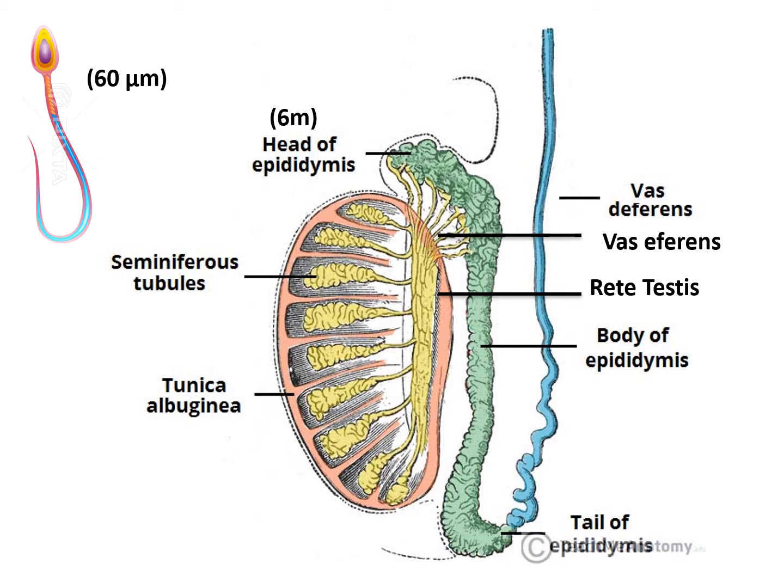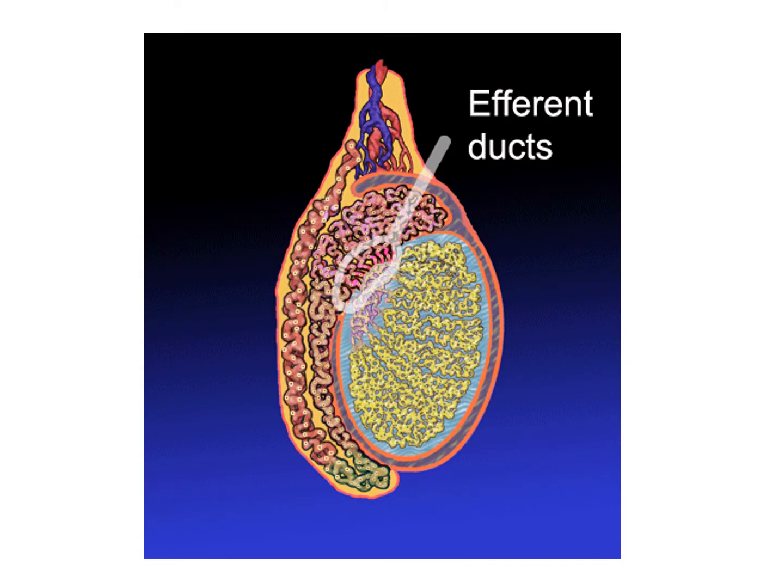As the sperm is passing from one place to another, as it's pushed forward from one duct to the next, it becomes mature and is able to fertilize the ovum. Let's look at this. So this is how the sperms are moving forward.